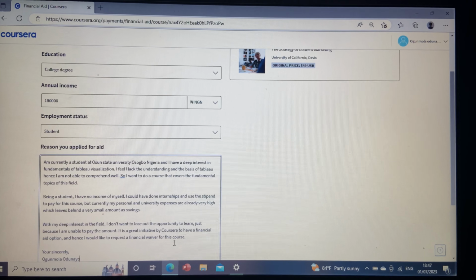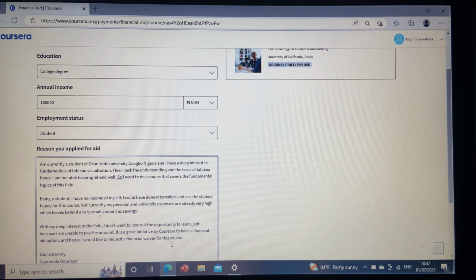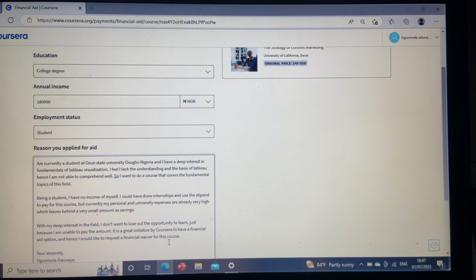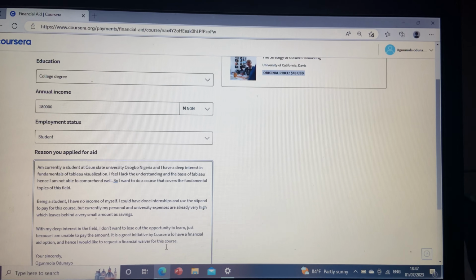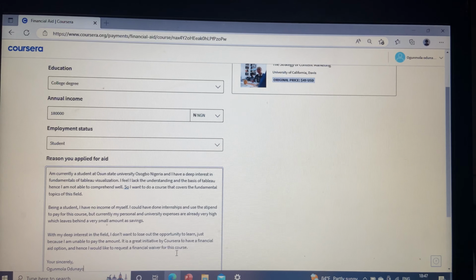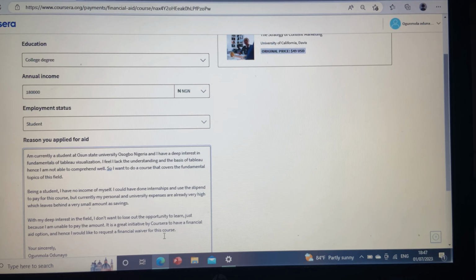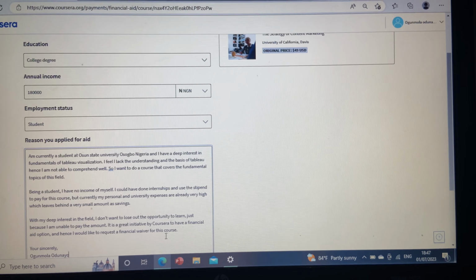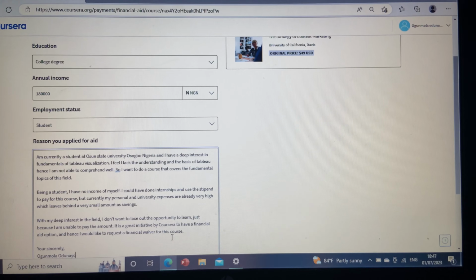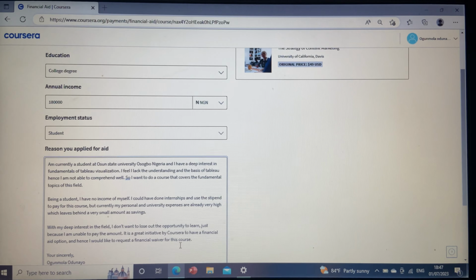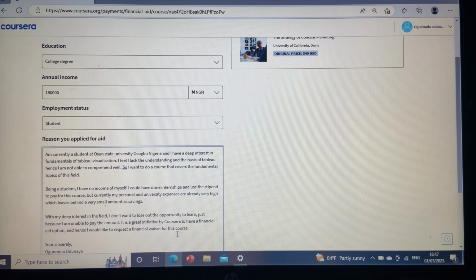I also said, being a student, I have no income of my own. I could have done an internship and used the stipend to pay for this course, but my personal and university expenses are already very high, which leaves me with a small amount of money. If anyone reads this, they would be like, okay, with my deep interest in the field, I don't want to lose out on the opportunity to learn just because I'm unable to pay for the amount. It's a great initiative by Coursera to have an option for financial aid. Hence, I would like to request a financial aid waiver for the course.